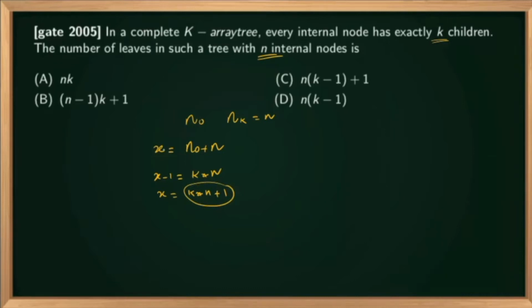I can substitute this value of x here. I will get k n plus 1 is equal to n0 plus n, right? So n0 is equal to k n plus 1 minus n. I can take n outside of these two values, so I'll get n into (k minus 1) plus 1. So the answer should be C.